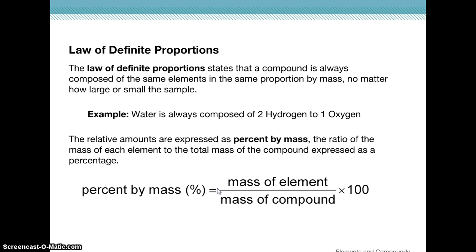The law of definite proportions states that a compound is always composed of the same elements in the same proportion by mass, no matter how large or small the sample. So water is composed of 2 hydrogen to 1 oxygen. And when we talk about percent by mass, we're talking about the mass of the element divided by the mass of the compound times 100. Okay, so it's a ratio of mass.